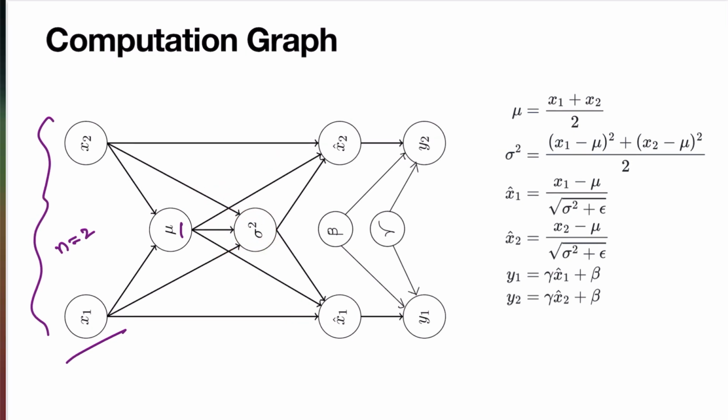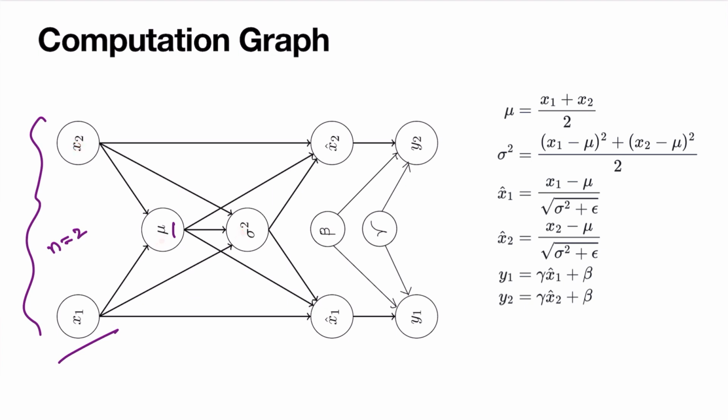Then using these mu, sigma and x1, x2, we can calculate the standardized values x1 cap and x2 cap. Once we get the standardized values, we use the beta and gamma parameters to calculate the final y1 and y2. These are the equations, represented in the form of a computational graph here. Now using this graph during backpropagation, we need to traverse back. This is the forward pass and this is the backward pass. During backpropagation, we traverse back like this.